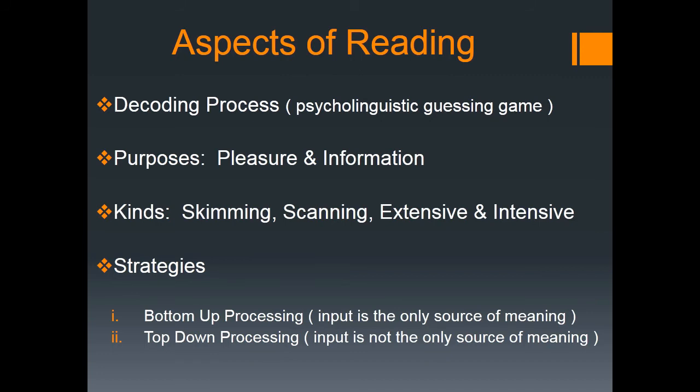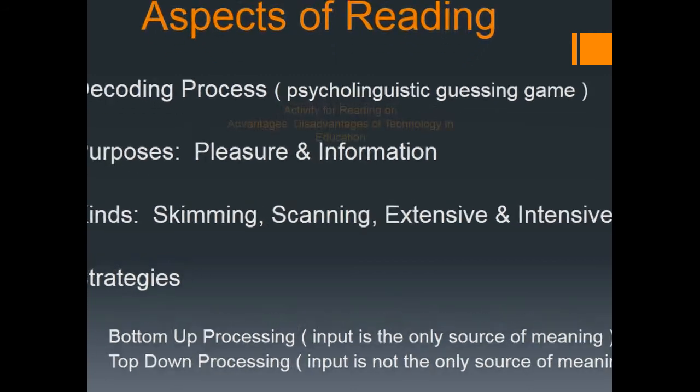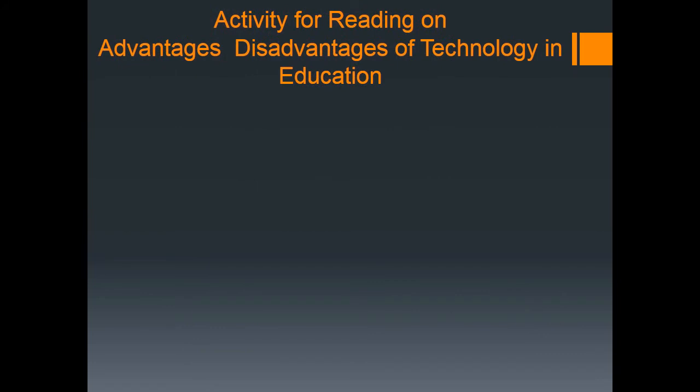The 2 strategies that are typically used in reading are bottom-up processing, where inputs like words and grammar are the sources of meaning, and top-down processing, where the words and sentences spoken by the speaker are related to the context to make inferences. Now it's time for activity on reading comprehension.